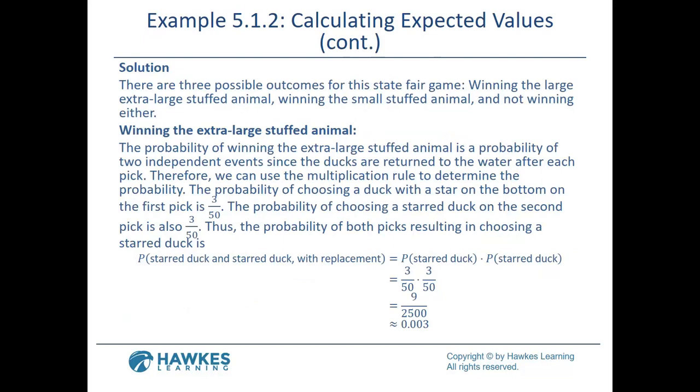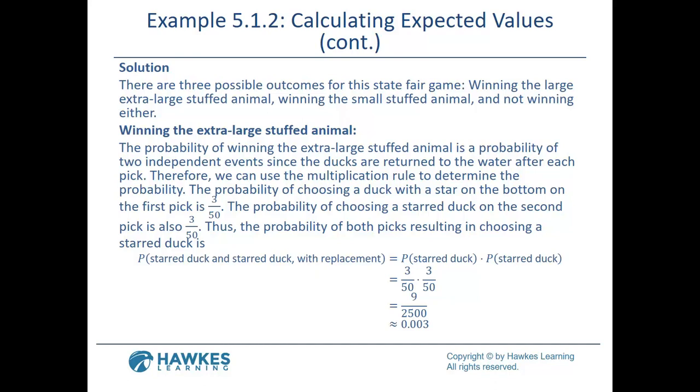There are 3 possible outcomes. You either win a large stuffed animal, you win a small stuffed animal, or you don't win either. Now, in winning the large stuffed animal, we're talking about winning, but there's a value connected to that winning, right? So the probability of winning the extra large stuffed animal is basically an independent event because you take the first duck, see what you got, put it back, and then choose your second duck. So realistically, these are independent events, so we can use our multiplication rule for probability here.